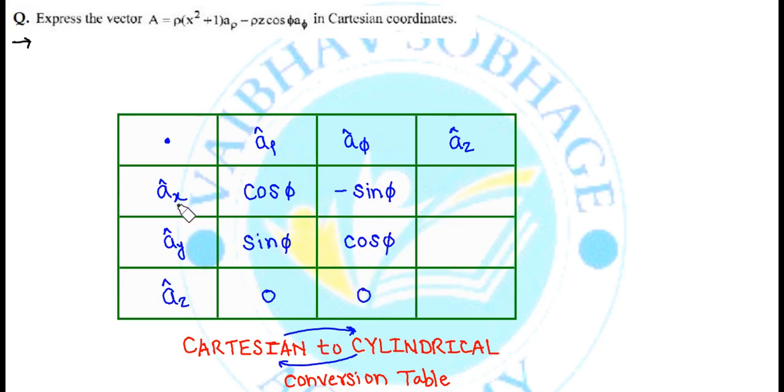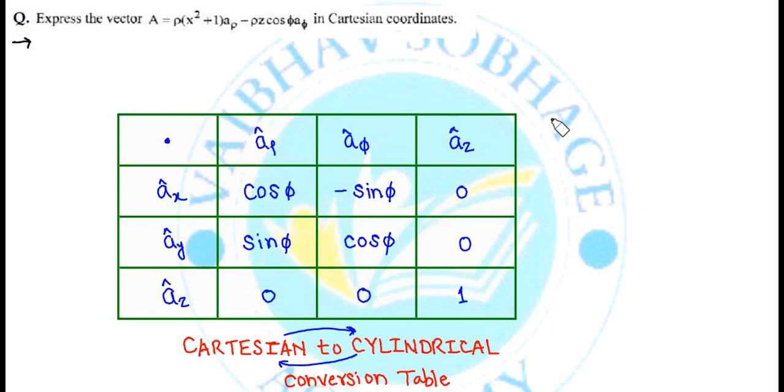Now, the dot product between two different vectors, from the property of the dot product, what will that be? a_x dot a_z is equal to 0. a_y dot a_z is equal to what? That is 0. And the dot product between the two same vectors, that is a_z dot a_z, we have that value to be equal to 1. So we will be using this transformation table.